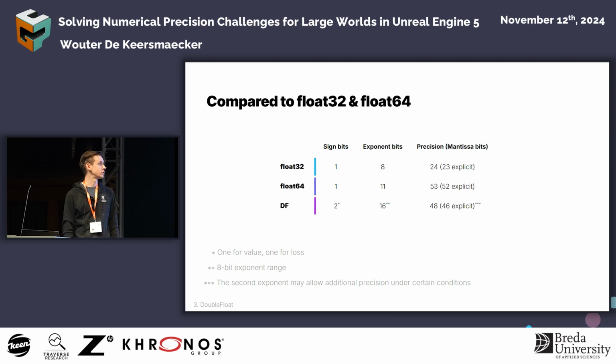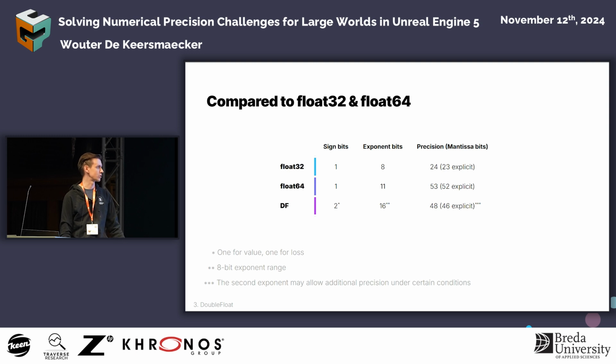So how does this compare to just the regular 32-bit floating points or doubles? So we get 48 bits of precision, which is less than you get with float 64, which has 53. But overall, that's not too bad. That's probably enough for what we want. We do end up with 16 bits of exponent. That's sort of unavoidable.